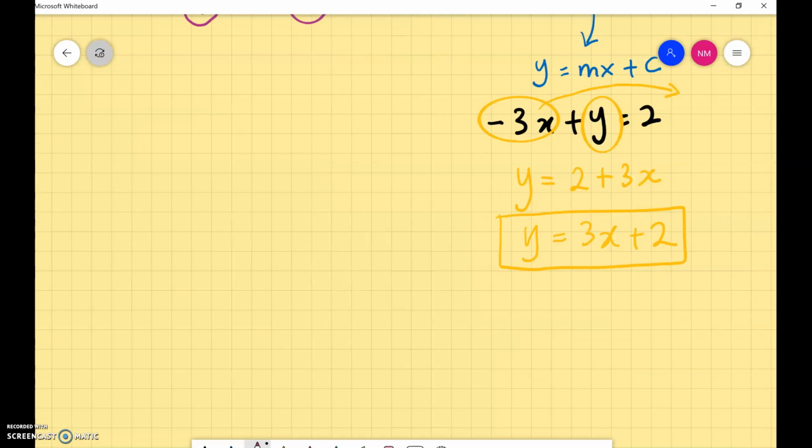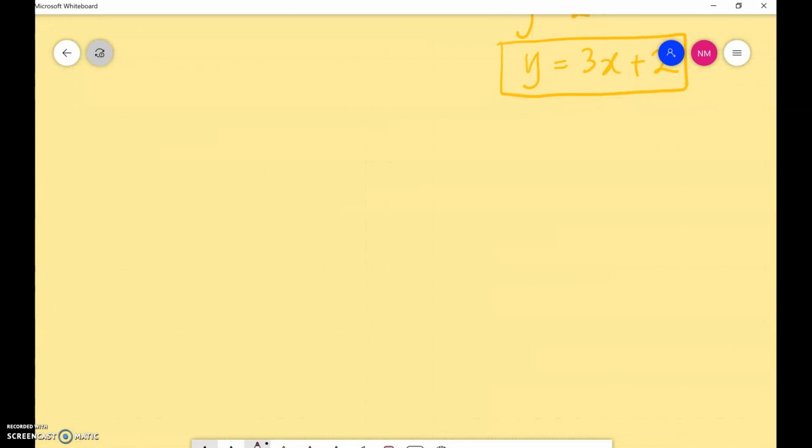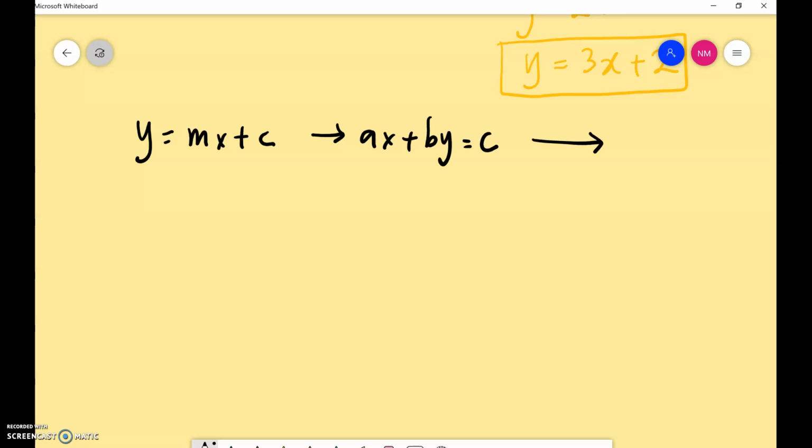How about, let us see, question number 8? We want to convert from y equal to mx plus c, convert to ax plus by equal to c, and then convert to x over a plus y over b equal to 1. Let's do one example. y equal to 4x plus 9.